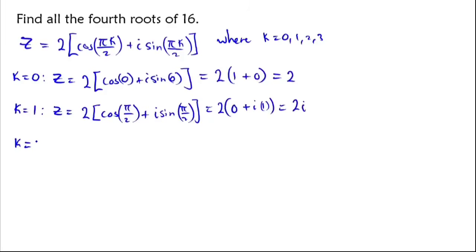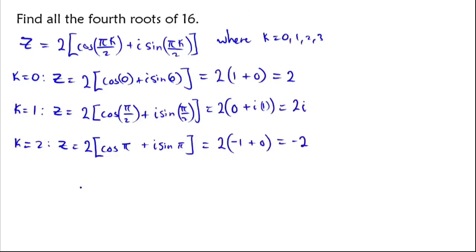How about when k is 2? What is z? So we'll say 2, open bracket, cos. If k is 2, then that will be 2 pi over 2. The 2 over 2 cancels, leaving us with pi. So it will be cos pi plus i sine pi. So this will be equal to 2. Now cos pi is negative 1. Sine pi is 0. So that gives us negative 2.